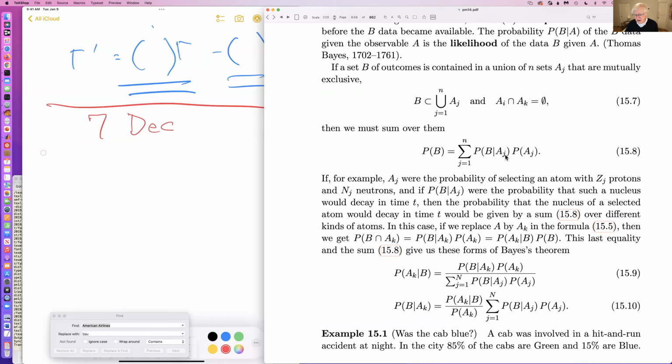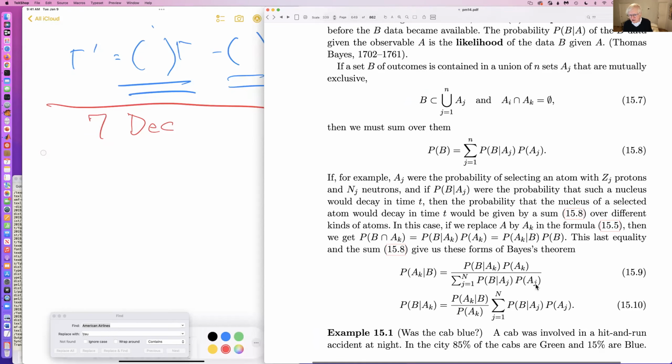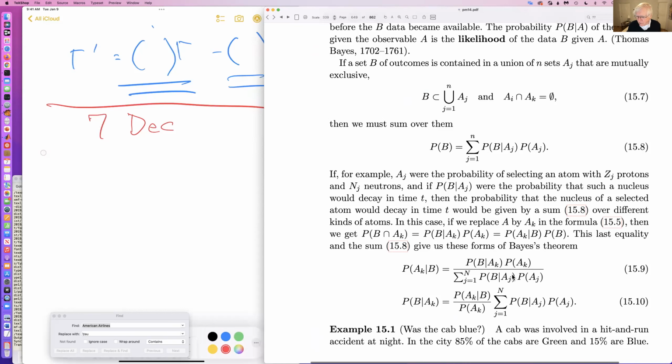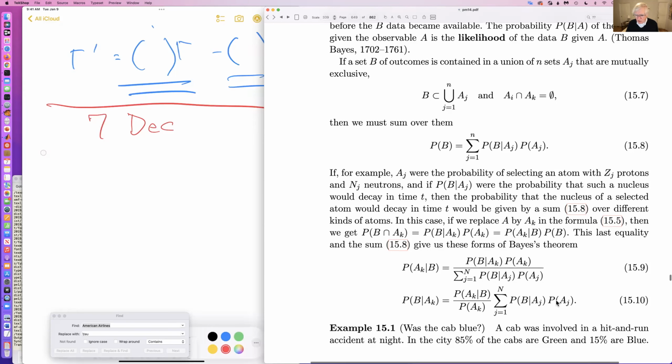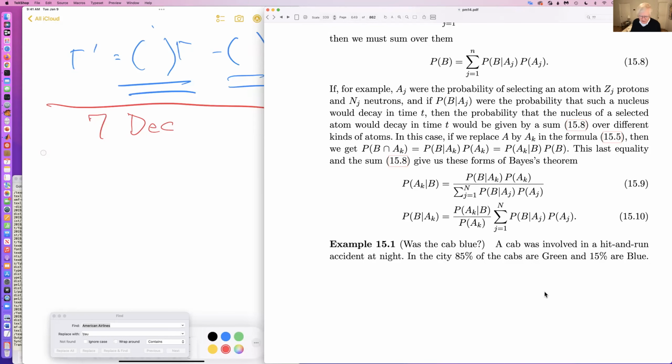The probability of B now is the sum over these disjoint sets AJ and their probabilities, and the probability of B given each of them. And if you rewrite this whole thing, in fact, if you just invert this formula, you get this formula. So let me give an example of this.